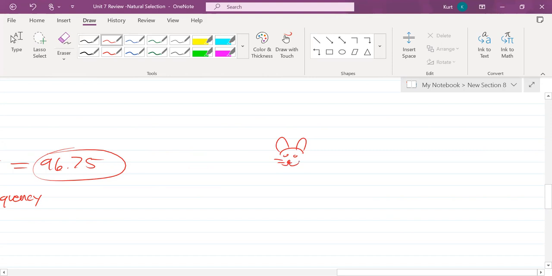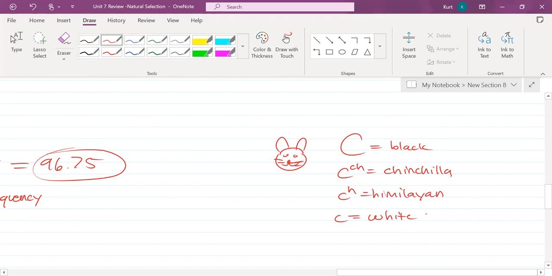And there's several traits. There's black. There's chinchilla. There's Himalayan. These are all multiple alleles. We did this on the last lesson, or unit 5 lesson. And this is white. So let's say that we have a population of rabbits with all these different alleles, okay?